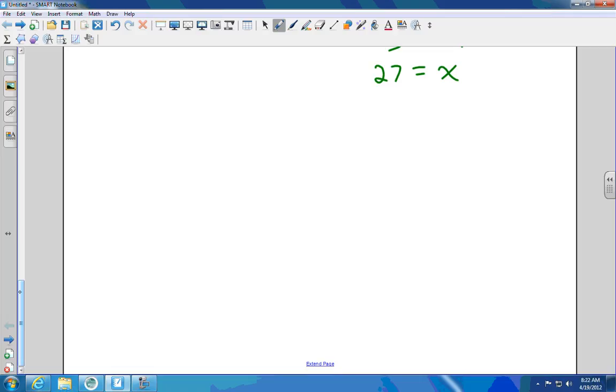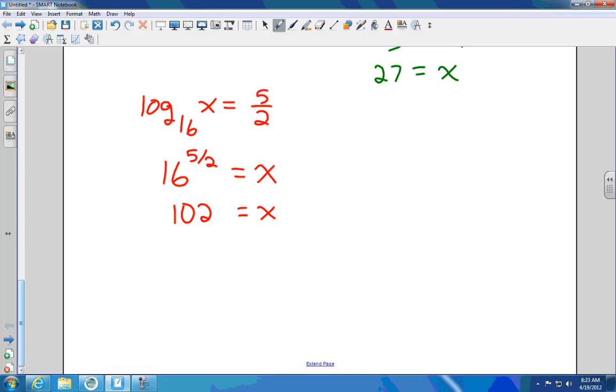Do one more. Log base 16 of x equals 5/2. So what's your base? 16 to the 5/2. So what do we get there? $1,024.